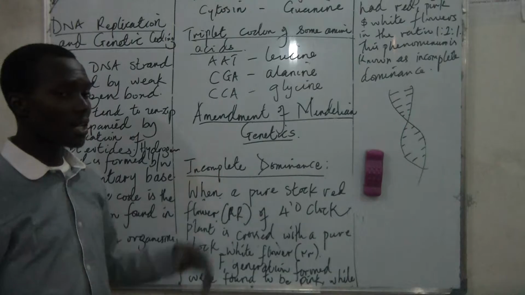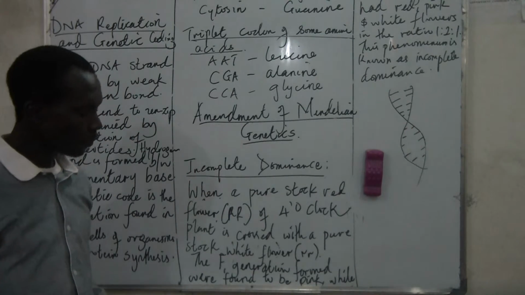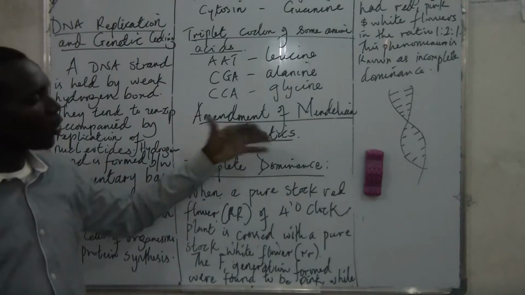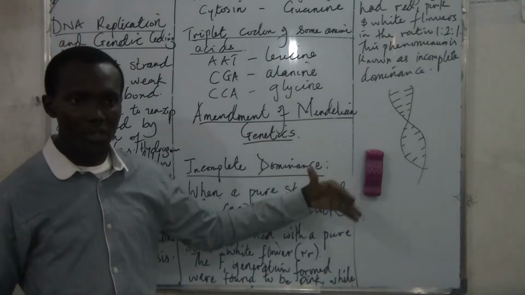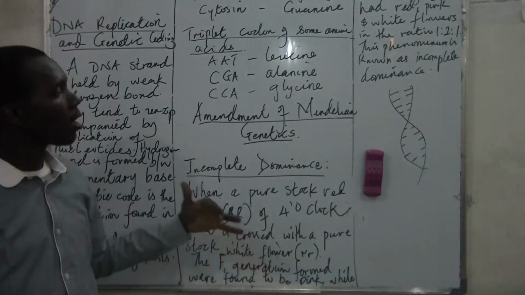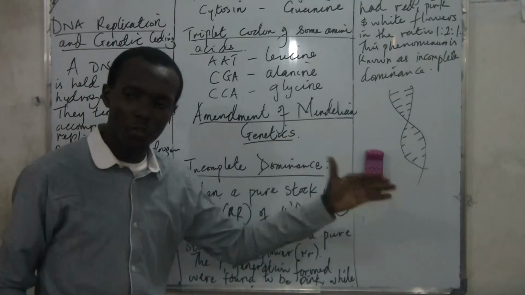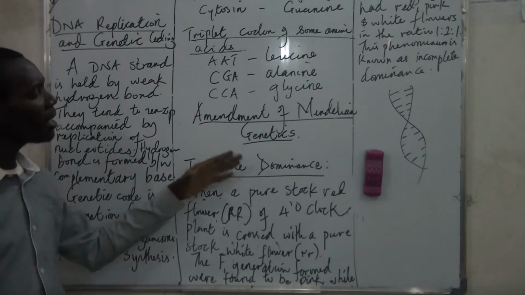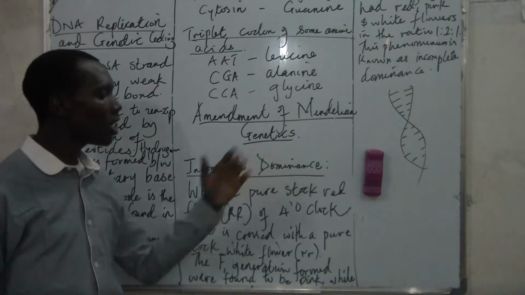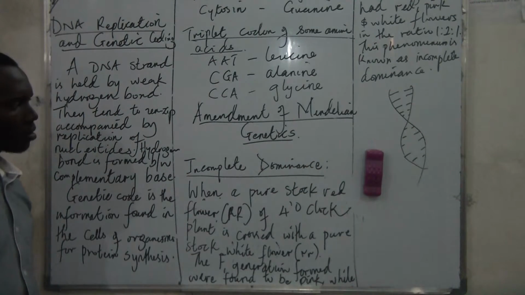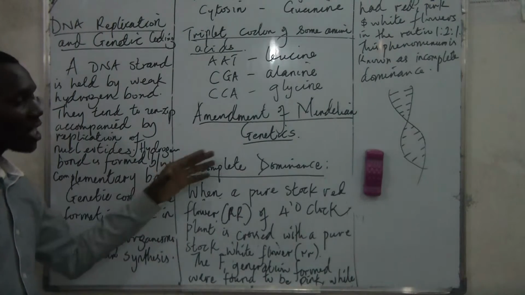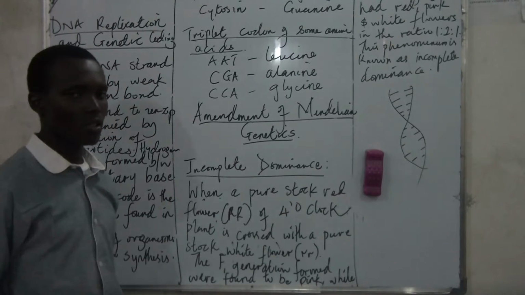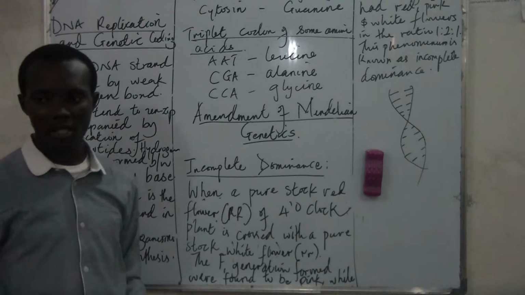But there was another scientist by name Thomas Morgan that helped to illustrate the fact that chromosomes are the basis for genetic variation. Now, there are certain amendments that were made to Mendelian genetics. And the first one we'll look at today is incomplete dominance. The subject of incomplete dominance.